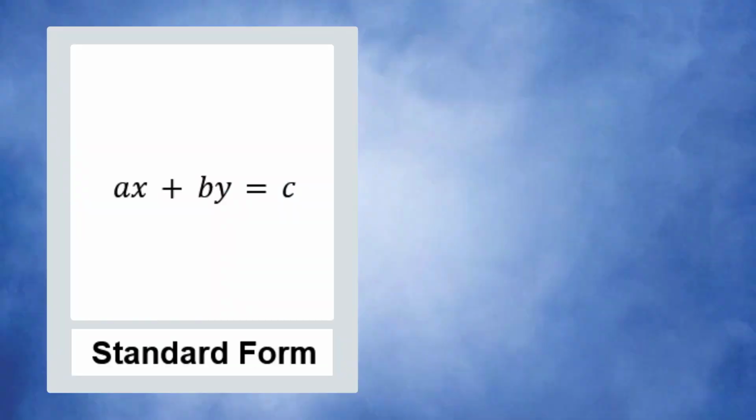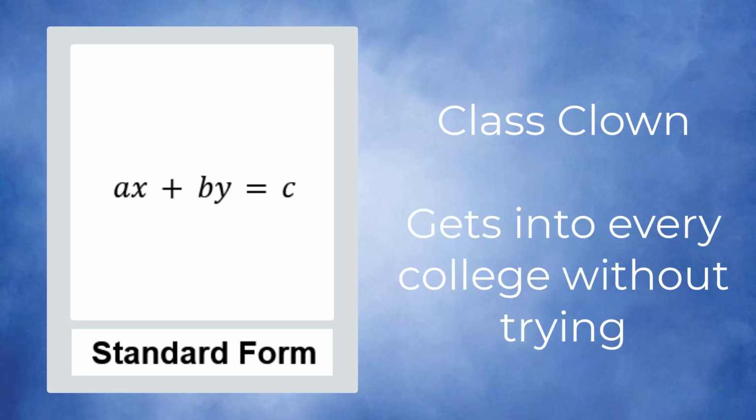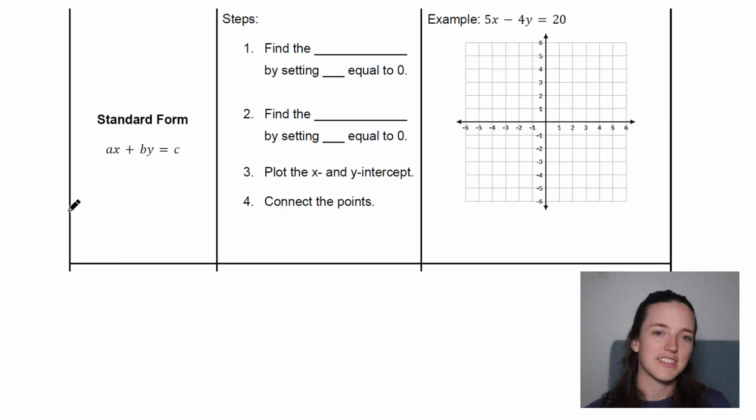Okay, next up, standard form. If slope-intercept form is the popular kid, voted most likely to succeed, standard form is like the class clown, maybe? The kid who gets into all the colleges without really trying. It's fun to be around, but you're kind of frustrated, why is everything so easy for you? That's standard form.